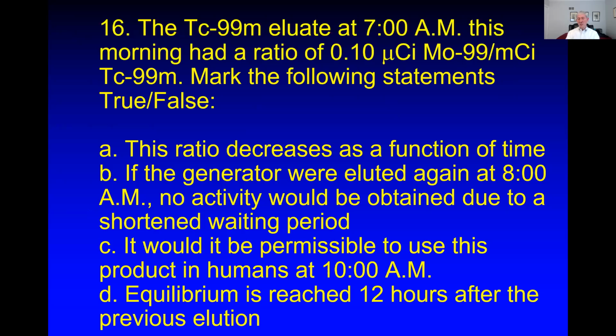Now, what happens to that ratio as a function of time? True or false? This ratio decreases as a function of time. Look at the half-lives. I hope you can see my image here. If this is technetium and this is molybdenum, the technetium is decaying rapidly while the molybdenum is decaying very slowly. So what happens to that ratio? Does it go up or down? Up. It is going to go up, and every batch of technetium will eventually fail the moly breakthrough test.